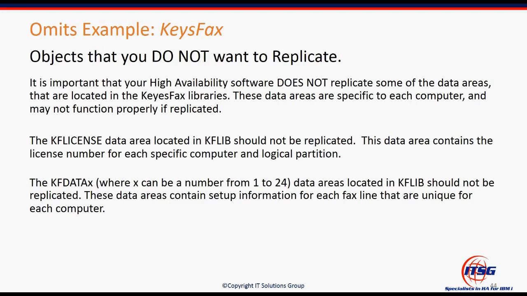Here's one from Keys Fox. This is a perfect list of what you're trying to look for. The center paragraph says the KF license data area located in KF Live should not be replicated. This data area contains the license number for each specific computer. So this is serial number specific information they're telling you not to replicate, because if you do, you'll be replicating it to another serial number and their product's not going to work. But if you put in the omit and you update the target machine with the license key associated with that serial number, the replication won't trump that file, and in the event of a failover, their product will work. So these are the kind of things that you're looking for when you're doing this.